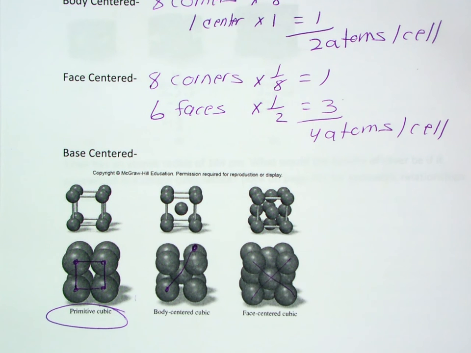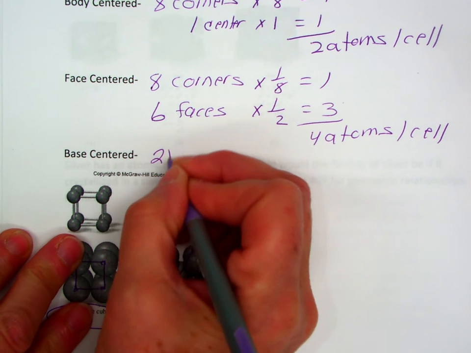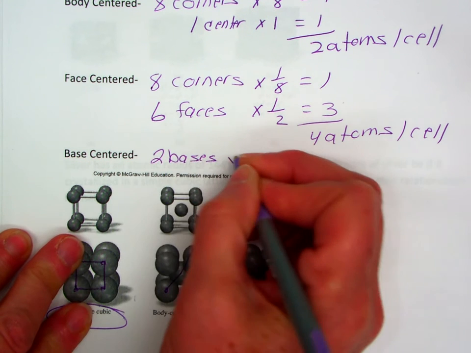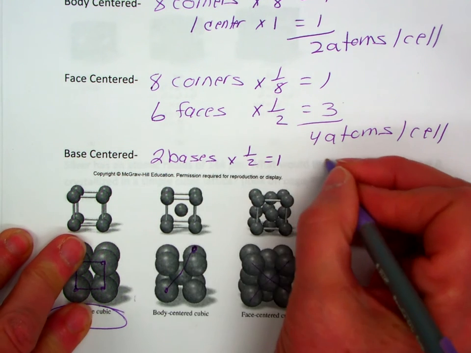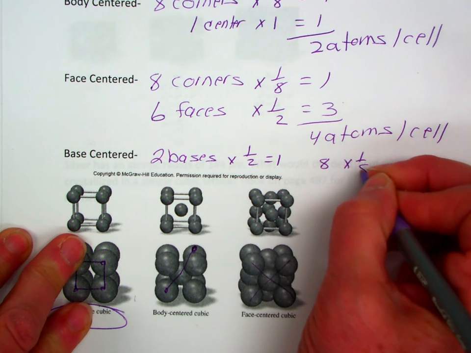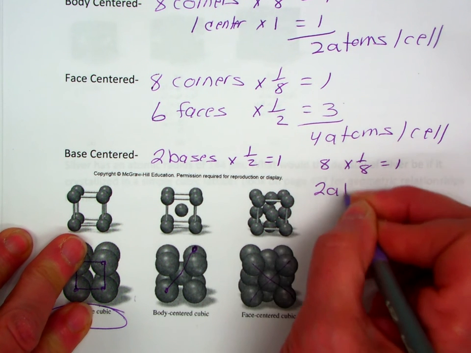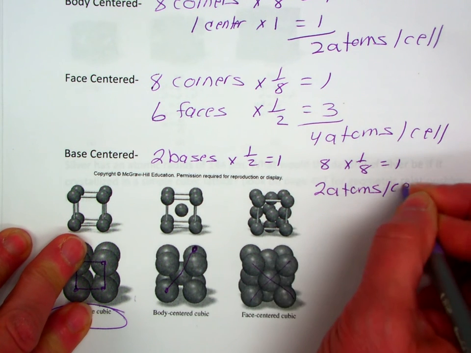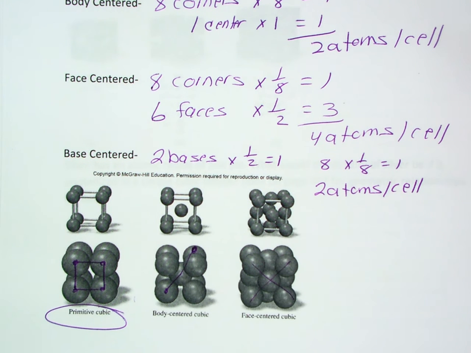Then the last one is base-centered. Base-centered is just like face-centered, but instead of having atoms in all 6 faces, we have atoms in the top and the bottom. So we have 2 faces, or 2 bases, times half of an atom is equal to 1, and 8 corners times 1/8 is 1, so we get 2 atoms per cell in a base-centered. So if we think about the ownership, now we can do some simple kinds of problems.